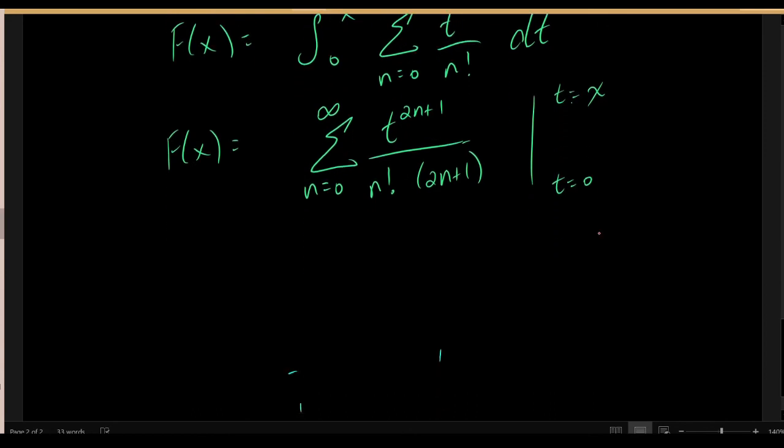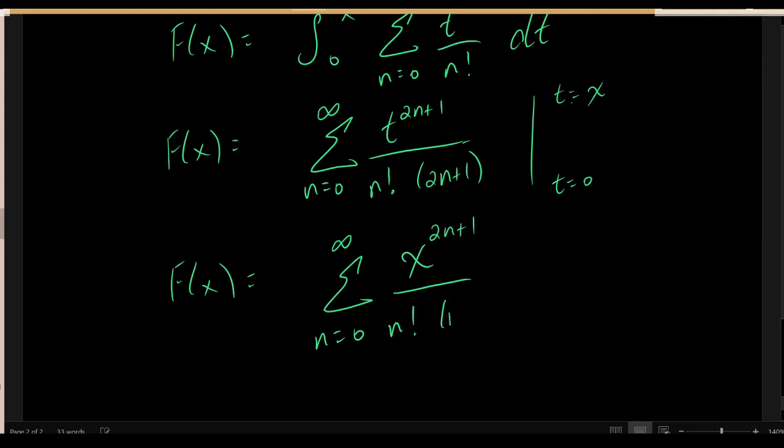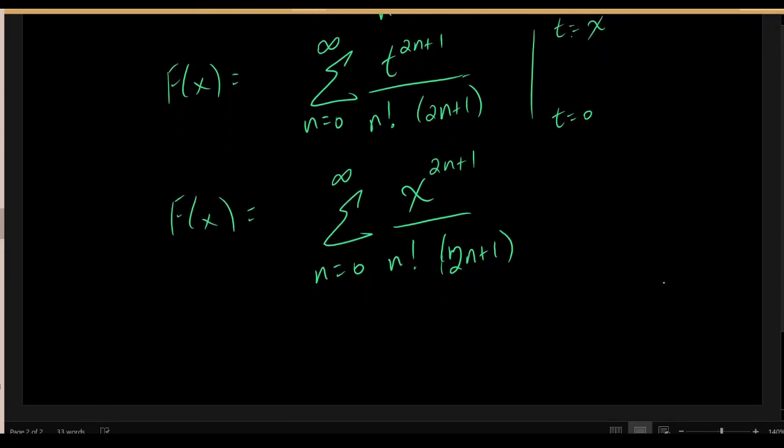Now as before, if I take 0 and raise it to any positive power, then 0 to a positive power is just going to vanish. So all that's left is the sum, as n goes from 0 to infinity, of x to the power 2n plus 1 divided by n factorial times 2n plus 1. And this is a power series representation for the function which is the antiderivative of e to the x squared.